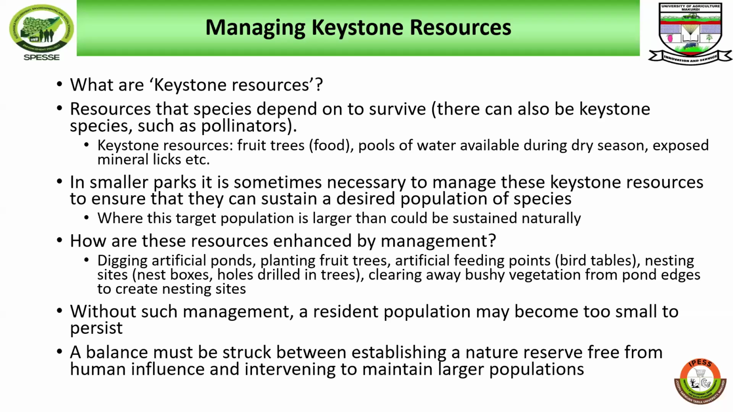The question is, how are these resources being enhanced by the management? If you have a place where you have a low water level, can you create artificial ponds? Can you plant fruit trees? Can you bring artificial feeding points, like bird tables, nesting sites? Next is clearing away bushy vegetation from pond edges so that you can enhance these resources to be available for the species. The reality is, without such management, the resident population may become too small to persist. And that is a sort of intervention.